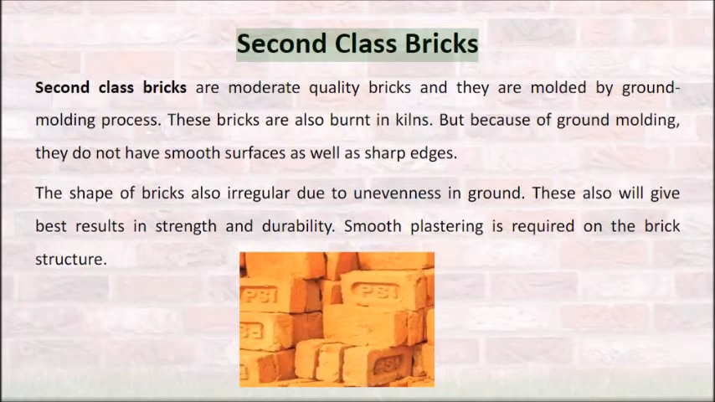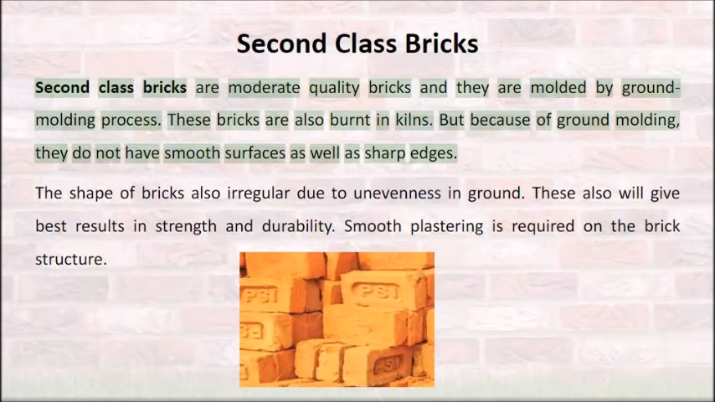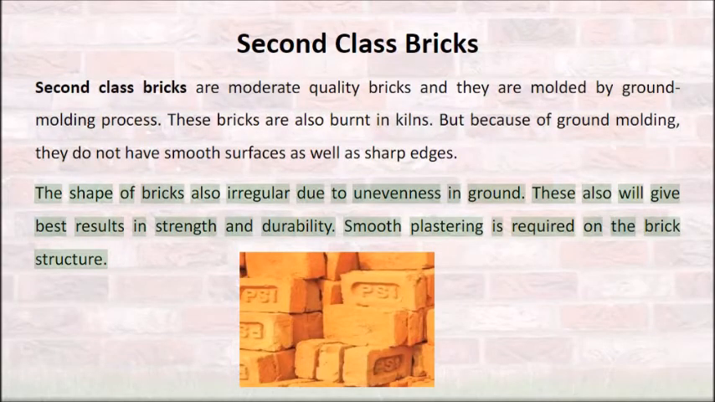Second class bricks. Second class bricks are moderate quality bricks and they are molded by the ground molding process. These bricks are also burnt in kilns. But because of ground molding, they do not have smooth surfaces as well as sharp edges. The shape of the bricks is also irregular due to unevenness in the ground. These also give good results in strength and durability. Smooth plastering is required on the brick structure.